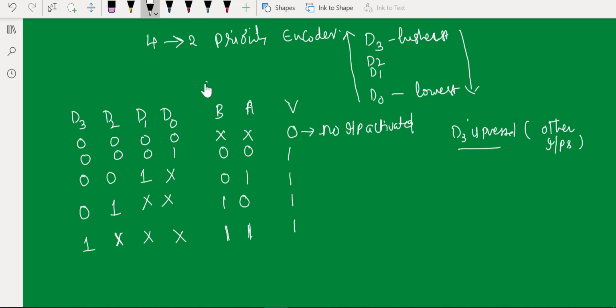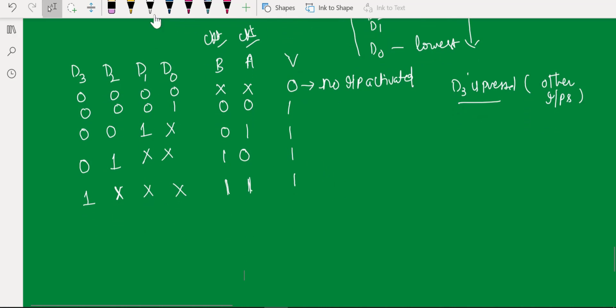Now I'm going to make one circuit for B and one circuit for A, so that I can get my priority encoder circuit. To do that, I'm going to take a K map. Since I have 4 variables, I'm supposed to take a 4 variable K map.